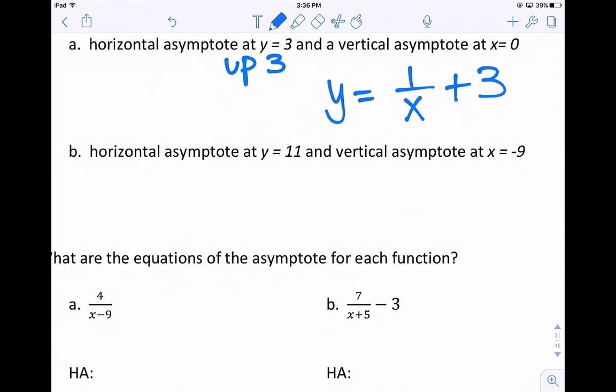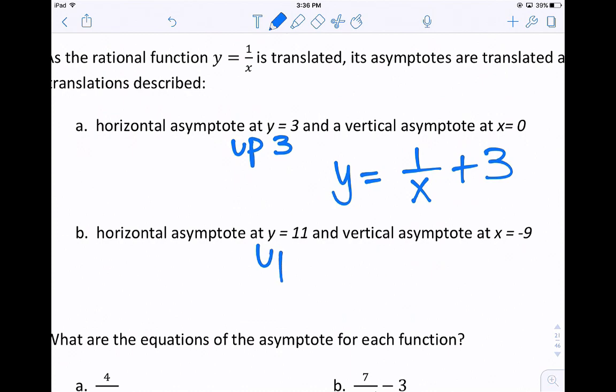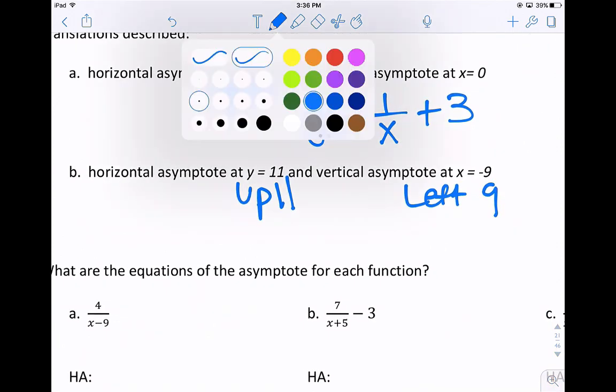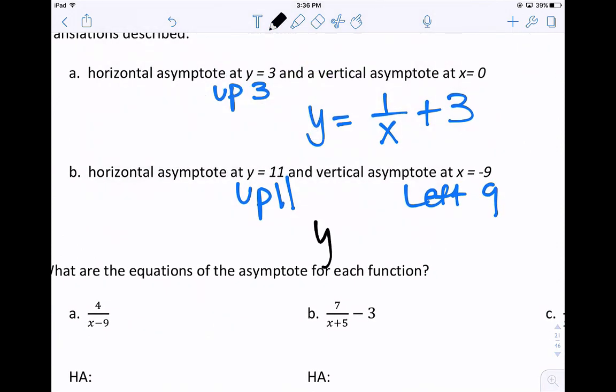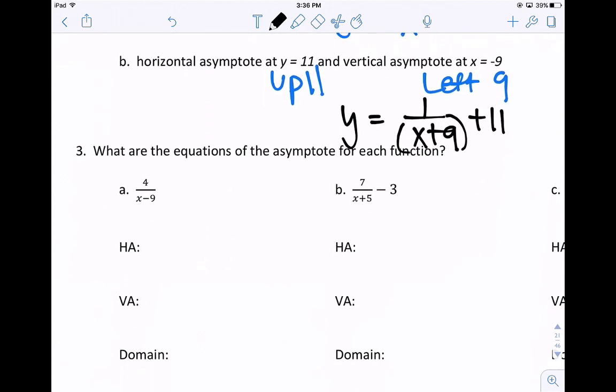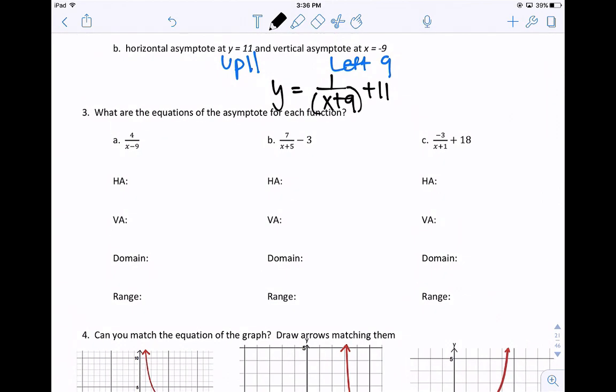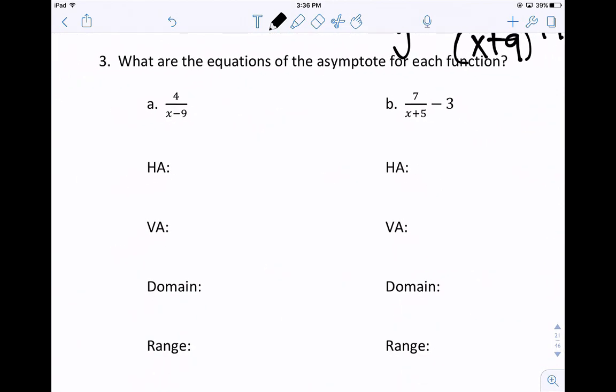All right, horizontal asymptote at 11. So we know this is up 11. But then everything goes to the left, 9. So how would we write that in an equation? It'd be y equals 1 over, and left 9 is x plus 9, and then up 11 plus 11. Okay, can we go backwards? So here, remember the horizontal asymptote is a y equals, and vertical is an x equals. And they're at 0 unless it shifts.